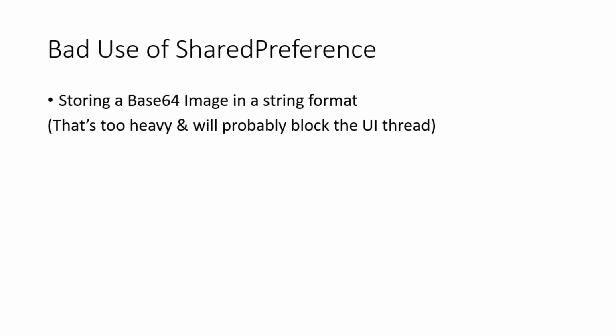Some bad use case for shared preference, like I said, it must be used for a small, relatively cheap value because it works on UI thread. So one bad example is storing a base 64 image in a form of string format. That's gonna take a lot of effort to convert an image to base 64 just in order to store it in a shared preference. That's probably not the best solution you will probably want, just because it's too heavy and will block the UI.